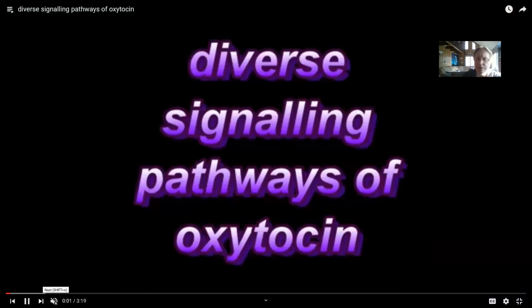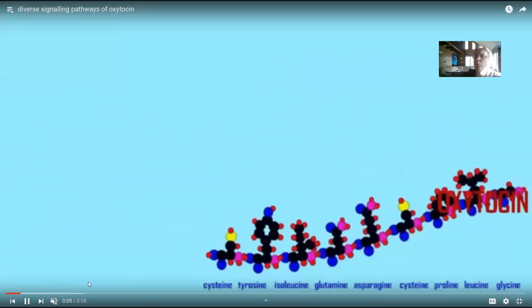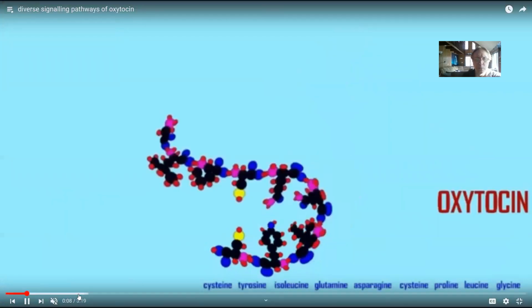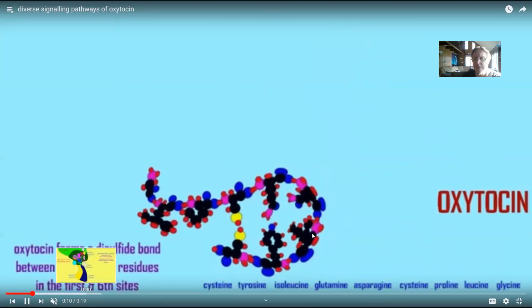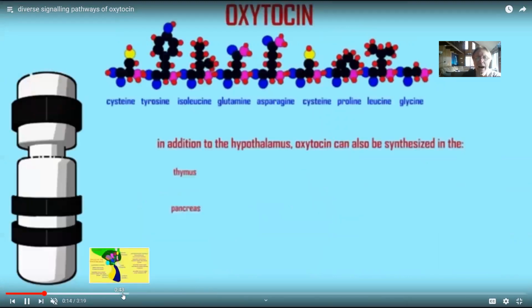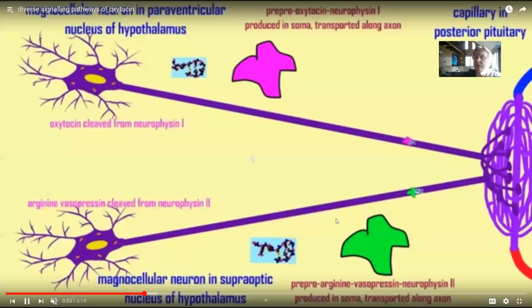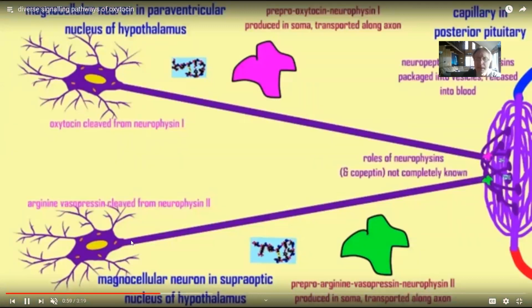Finally, one of the fascinating things about, let's just take oxytocin, is it can be released a number of ways. So here's oxytocin. It has to be folded in order to work. But how does it get released? Well, one way is that it can be released into the blood, where it's obviously functioning as a hormone. All right, so a neuron, a soma makes it, it travels down the axon, it gets released into blood.